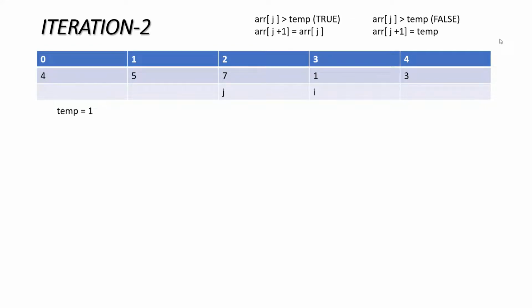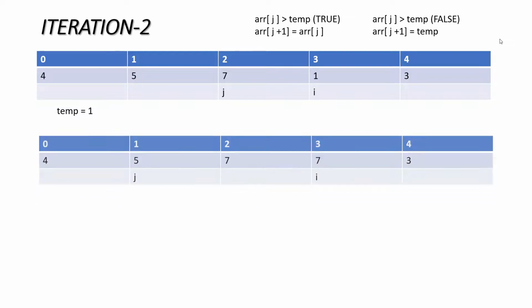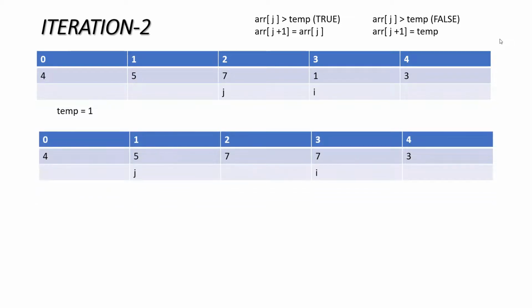So let us check the same conditions: whether the element in j index is greater than temp or not, and j is greater than or equal to 0 or not. Here the element in j index is 7 and the temp is 1. So here 7 is greater than 1, that means it satisfies the condition. Then what I have to do? I have to insert the element in j index to the j plus 1th index.